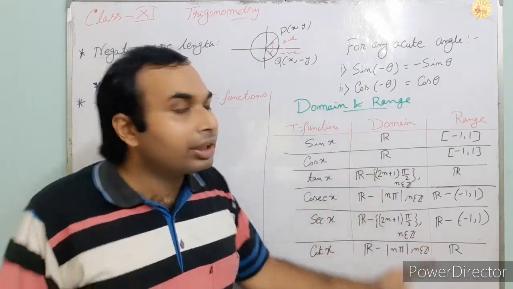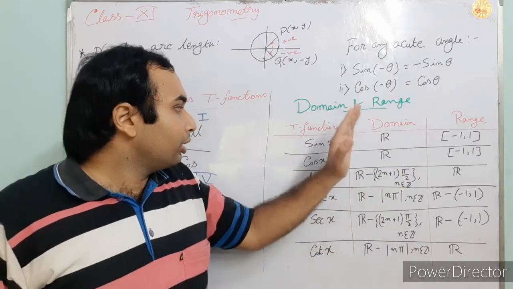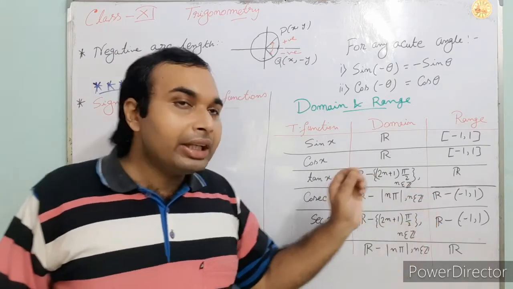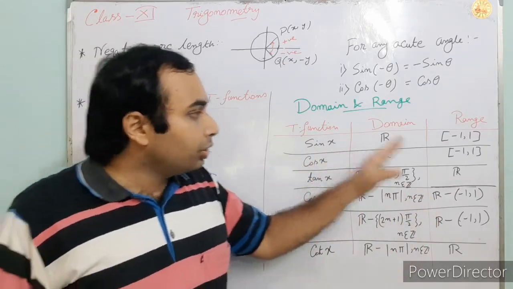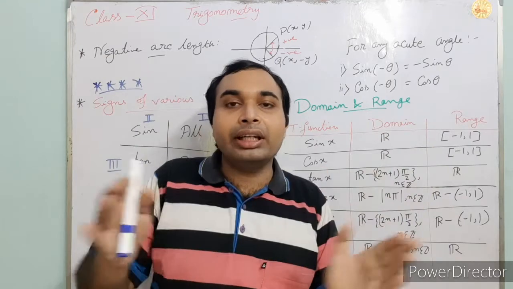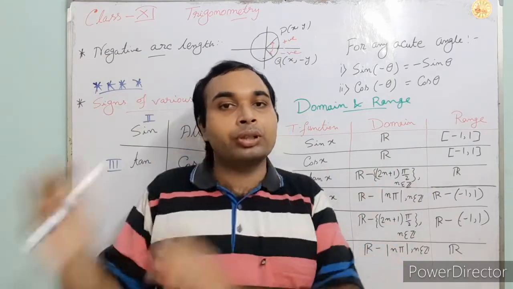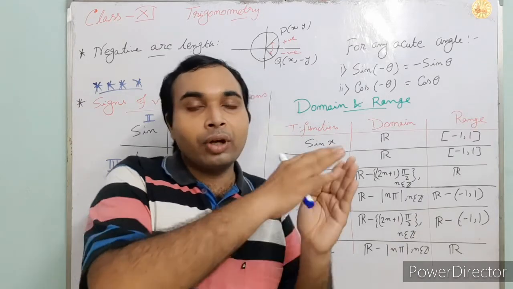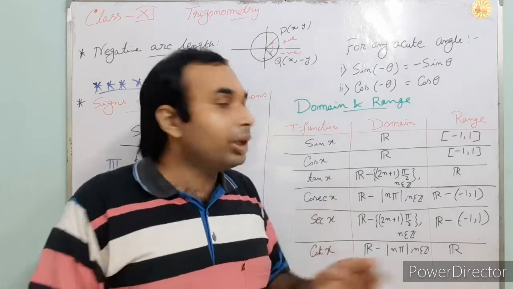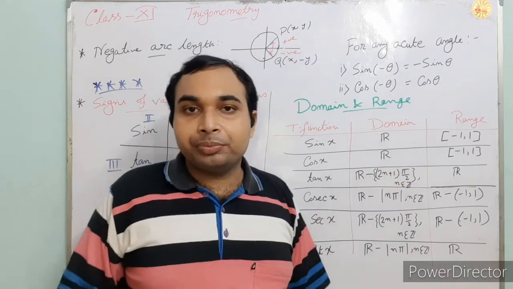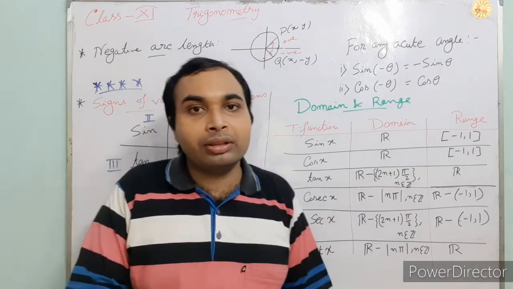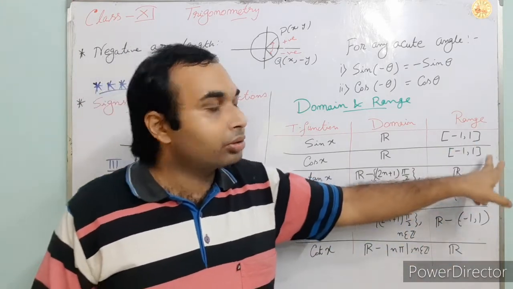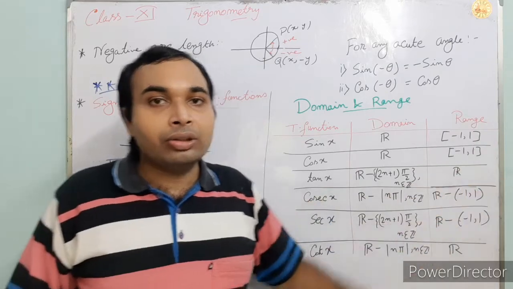Here I have listed the domains and the ranges of the trigonometric functions. You have to keep in mind those. Very easy, just see, for sine and cos, you know the range, the values vary from minus 1 to 1. Whatever the triangles you will take, the values will vary from minus 1 to 1. And also the domain is the real number set. You can take any of the angles from the real number set, and you will get the values as minus 1 to 1 for the sine and cos.